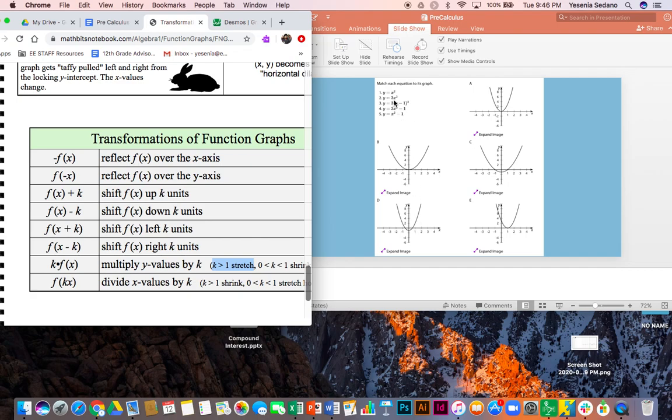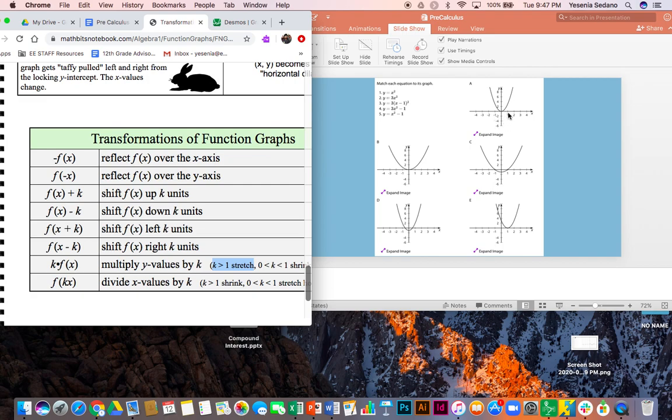Now, because there's no inside parentheses shift going on with this one, I know it's not E, because this one got shifted to the right. So I'm getting rid of that. I also know it's not D because D is below the x-axis, as if it got moved down a certain amount. So then it looks like it must be this one right here.